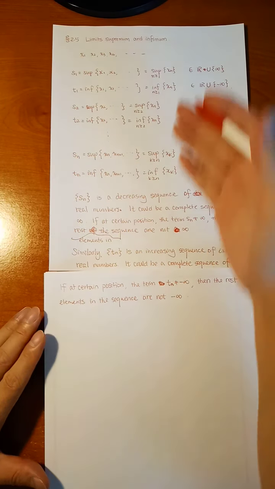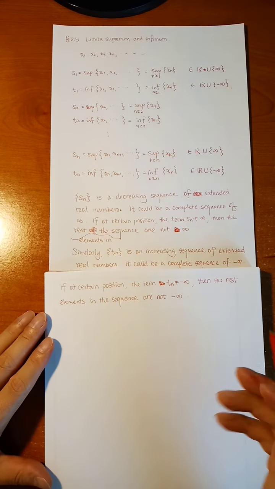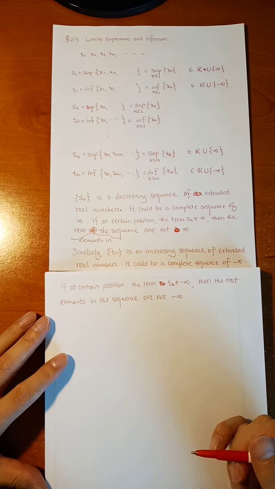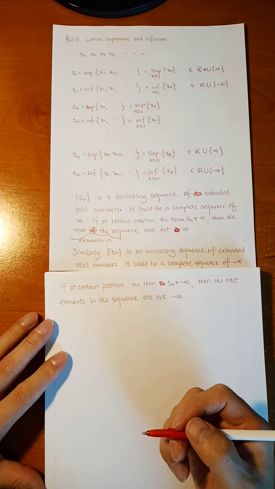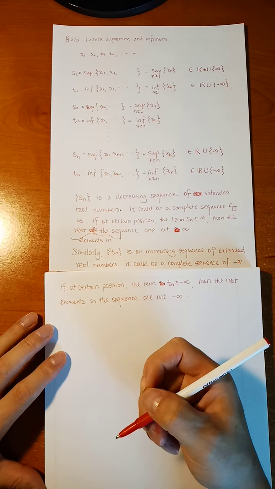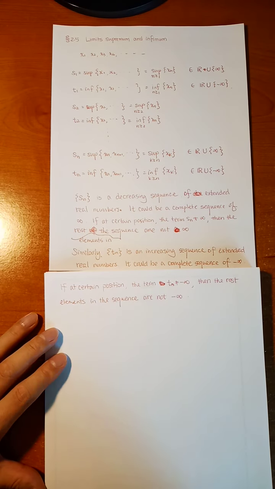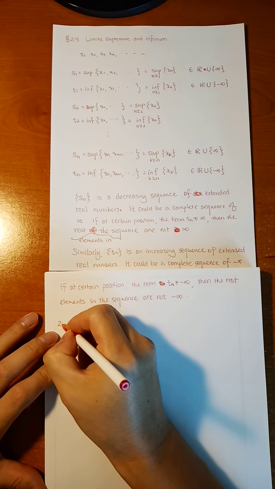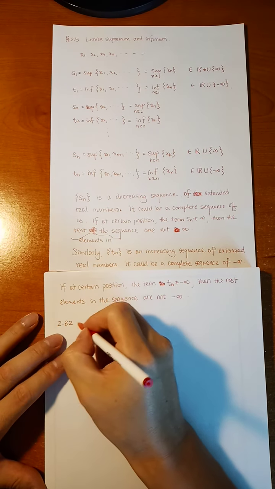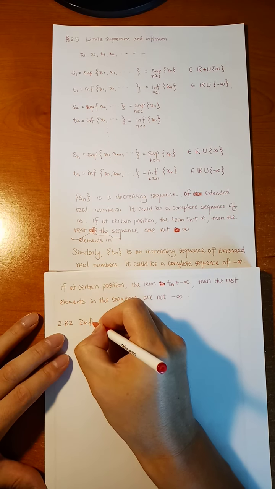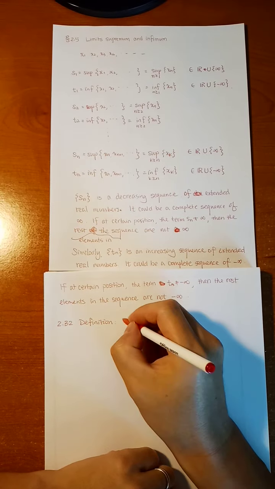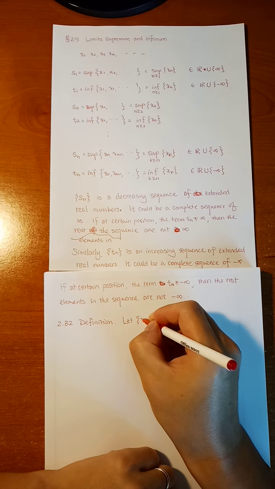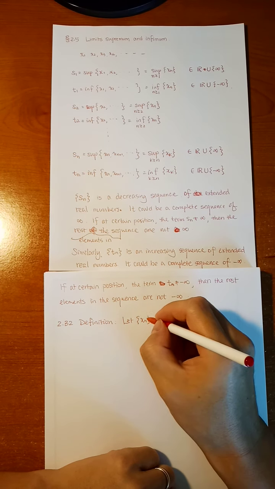Because it's always monotone, increasing or decreasing, remember that we have the monotone convergence theorem. So for the sequences Sn and Tn, they have a limit in the extended real number system. Okay, so we have this definition. Let Xn be an arbitrary real sequence.